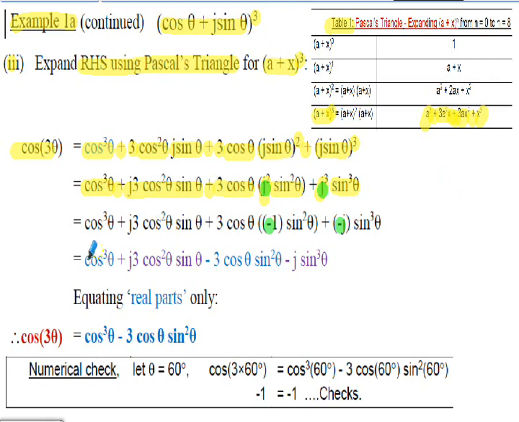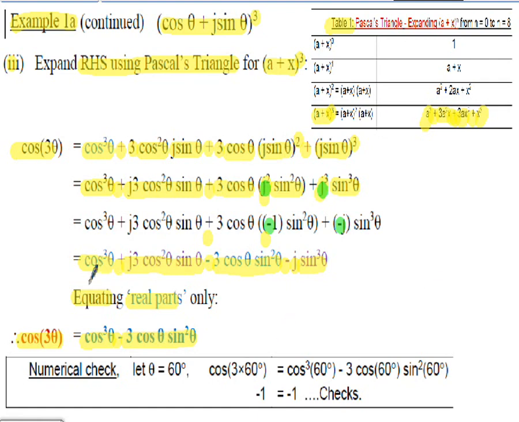So tidying up on the next line, I get cos cubed theta plus j3 cos squared theta multiplied by sine theta minus, don't forget the positive and the negative here makes the negative term here, so that's why I'm taking away, 3 multiplied by cos theta multiplied by sine squared theta, and then minus j sine cubed theta. Now because we're only equating the real parts in this expression, then my cos 3 theta on the left hand side from the previous slide is equated now to the cos cubed theta minus the 3 cos theta sine squared theta. Those are the only real parts above.